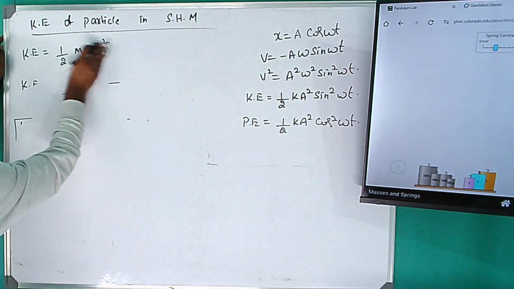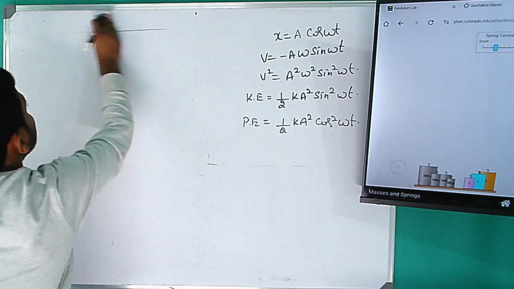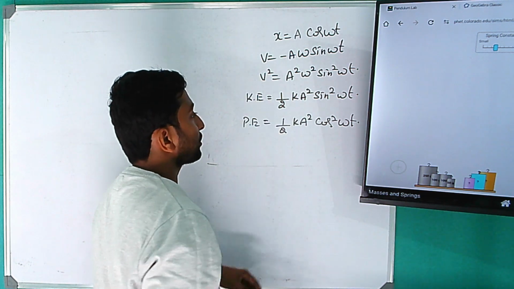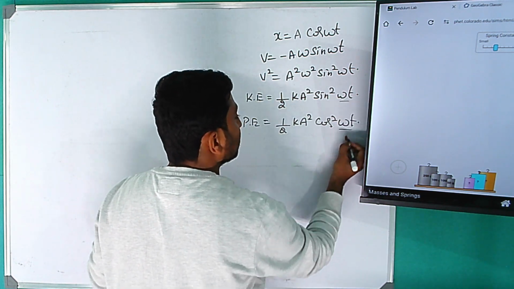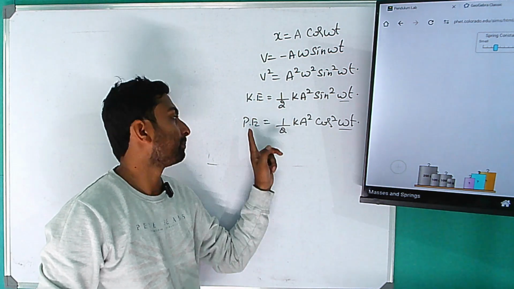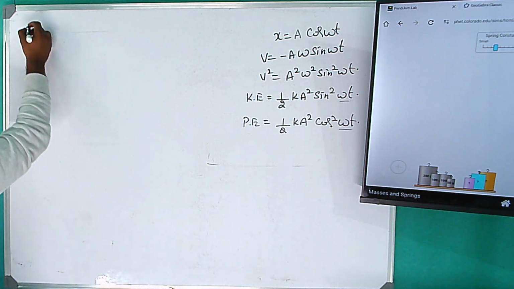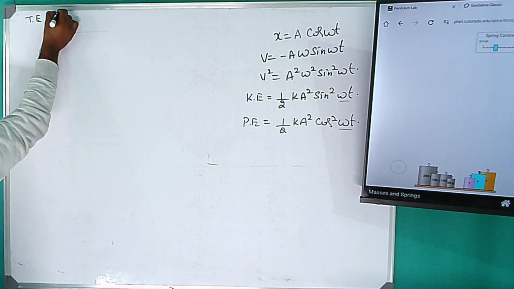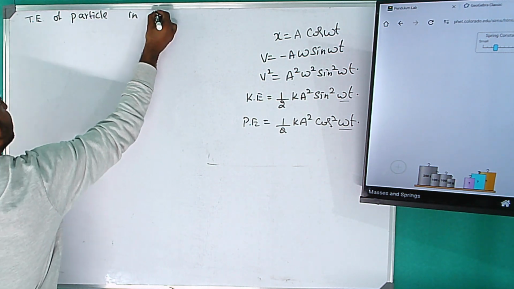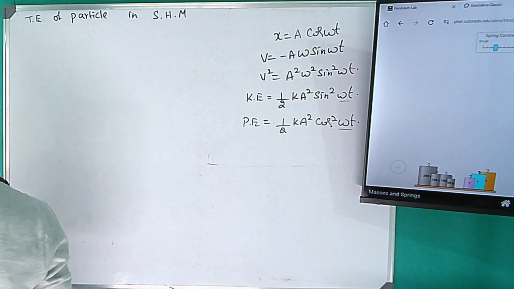Now let us see what is the total energy of a particle in SHM. Look at these two terms. Both the terms depend on time, and as time varies, kinetic energy is changing and potential energy is also changing. Let us look at the equation for the total energy. Total energy of the particle in SHM.